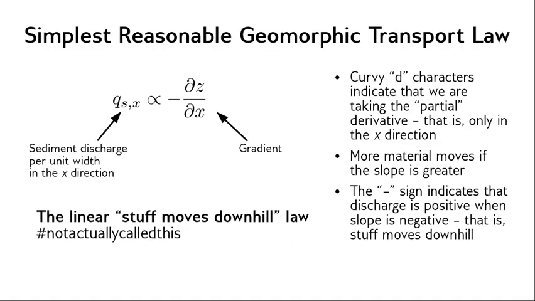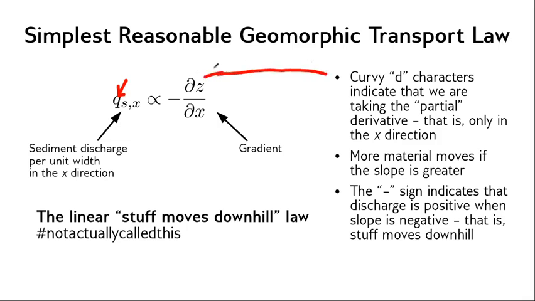All right, let's just put together a simple, reasonable geomorphic transport law. And I'm going to call this the linear stuff moves downhill law. And that's because what we have here on the left-hand side is discharge per unit width. And on the right-hand side, we have this term over here.